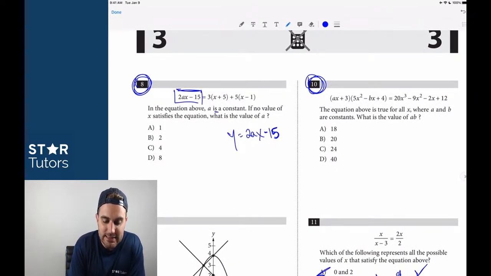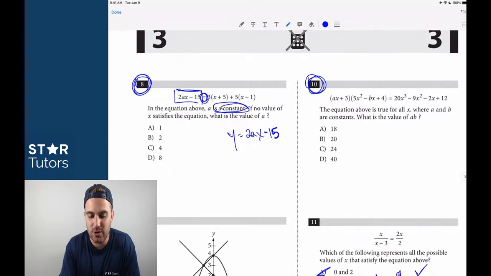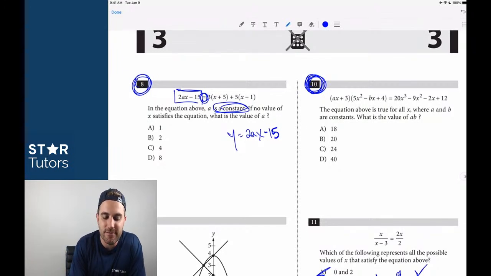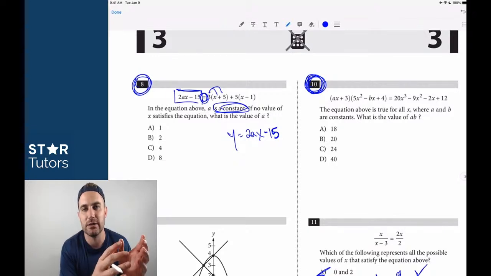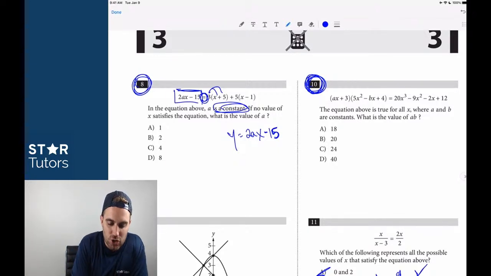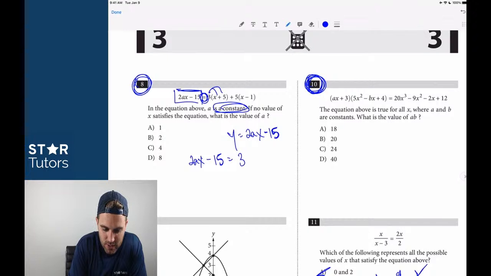What I'm saying can also apply to number 10 here. Whenever you have a constant, the first thing you want to do is distribute, because all they're asking you to do is line up on the left what's on the right. So here we have 2ax minus 15 is equal to, now we're going to distribute, 3x plus 15, plus 5x minus 5. And then we combine like terms.